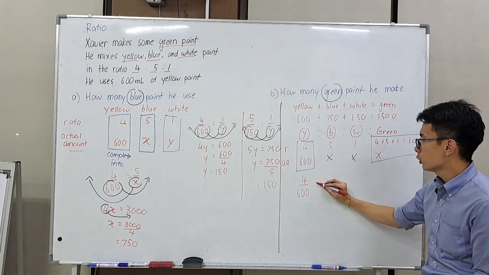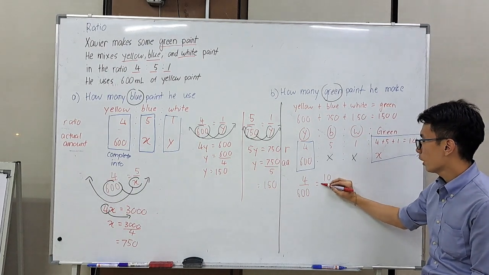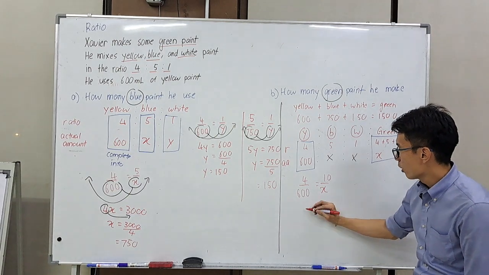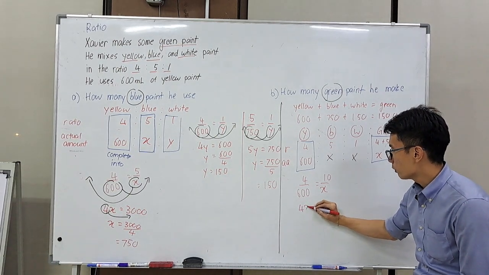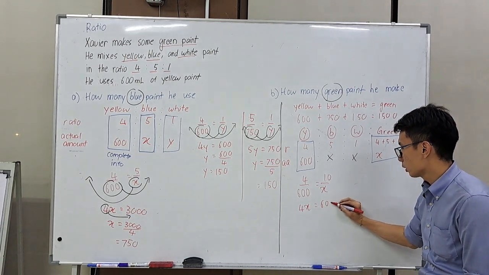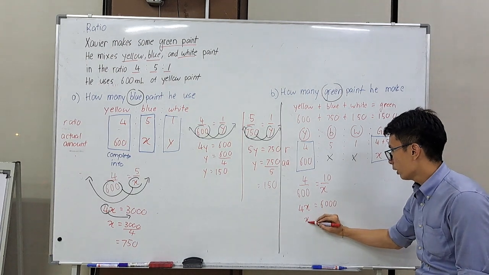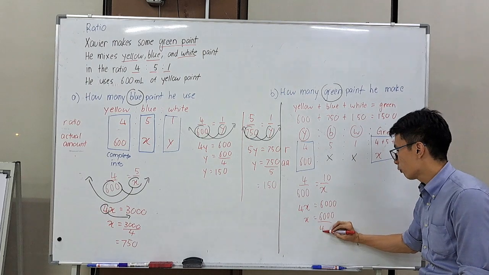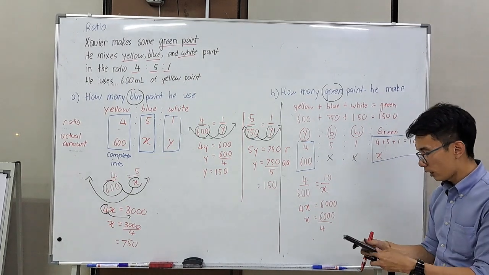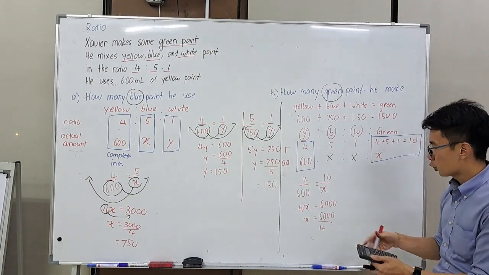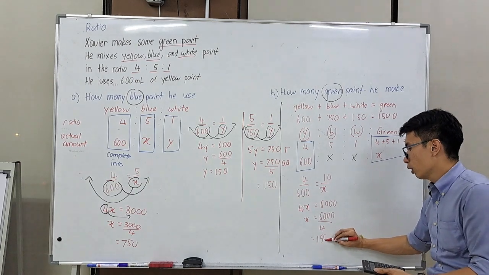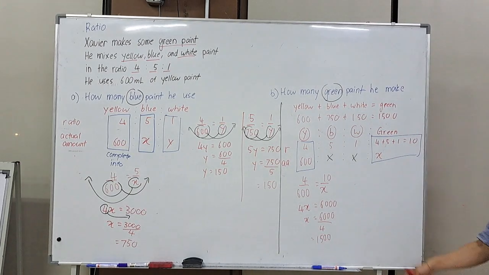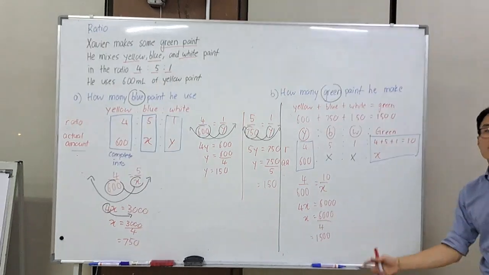4 over 600 equals 10 over x. So let's solve this very quickly. So cross multiply will give me 4x equals 6,000, and x equals 6,000 divided by 4. All right, and you can work that out with your calculator, and true enough, you will get 1,500. All right, so that's how you play with ratio with the table method.